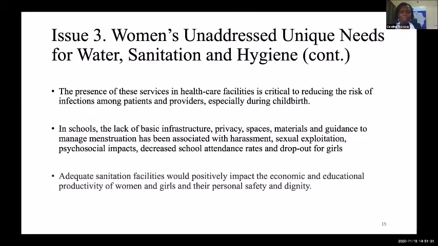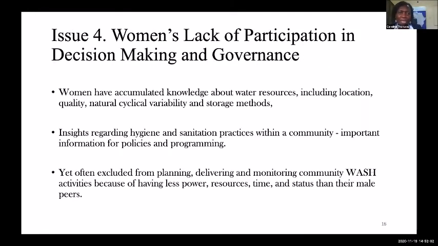Next slide, please. And also the issue of girls going to school. We know that when they don't have adequate toilets and facilities, they may decide not to go to school. They may drop out of school. This is well documented. And so it's very important to ensure that women have adequate water at special times in their lives.